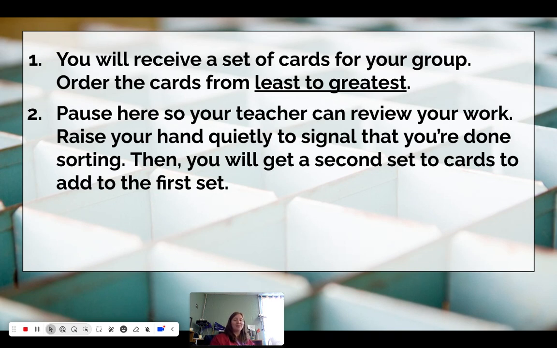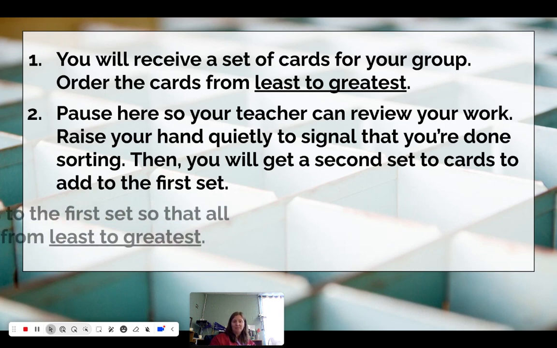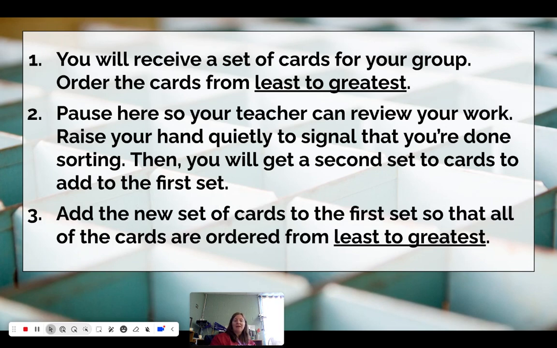Raise your hand quietly to signal that you're done, and then I'm going to give you a second set of cards to add to that first set. Then you're going to add the new set of cards to the first set so that all of the cards are ordered from least to greatest, not two separate sets, but all one.